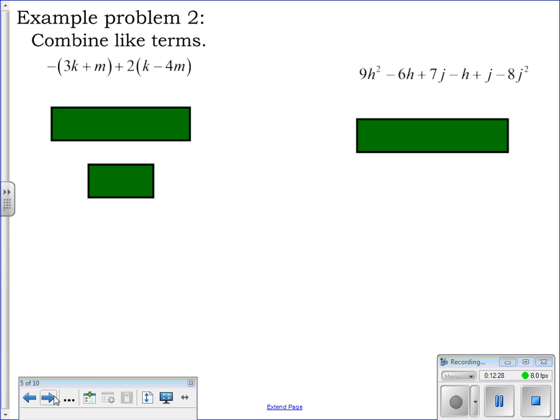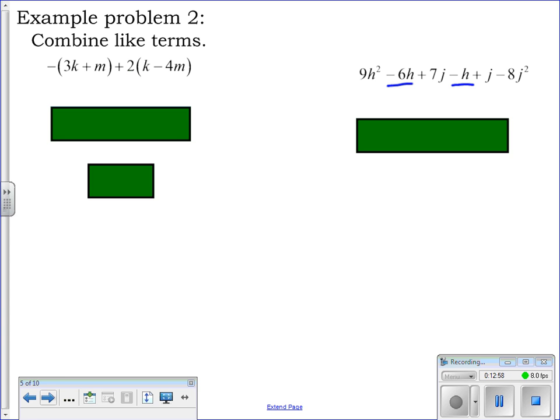Let's actually do this one over here first. Your like terms are where the variable and the exponents are exactly the same. So for example, I have h squared. Do I have any other h squared? No. So I have 6h and minus h. Those two are like terms. This is a like term. That's a like term. So I can combine those up.